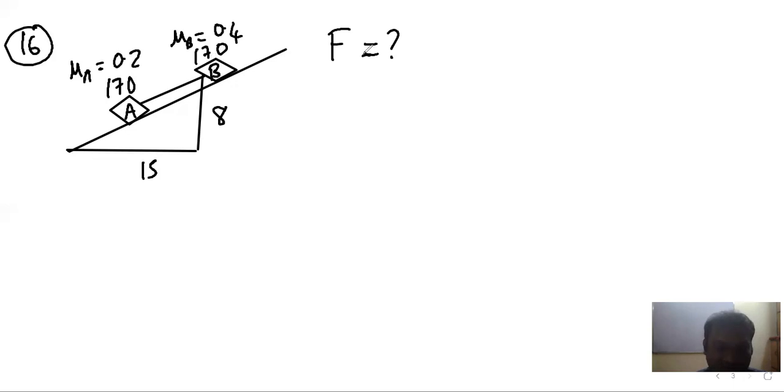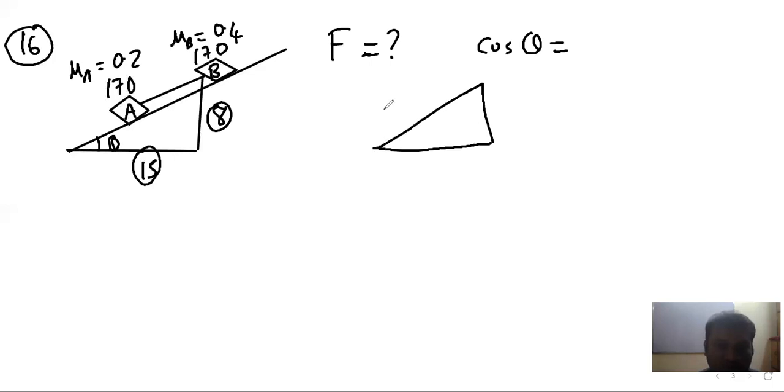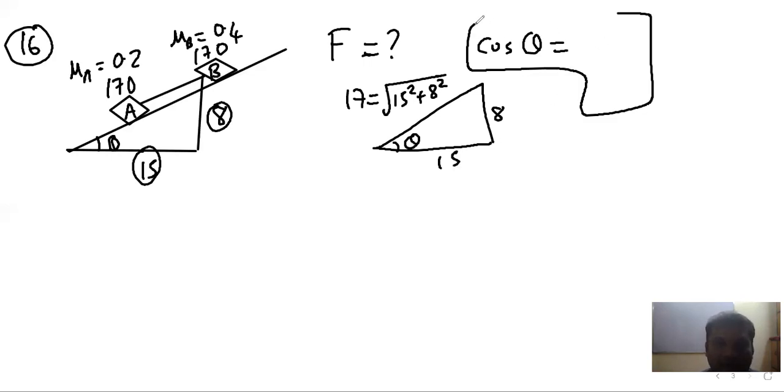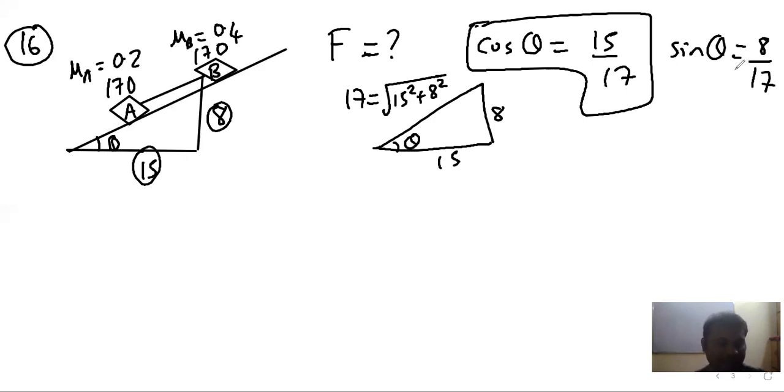So let us find the tension force. Let us see how to solve this. If I call this angle theta, then we can find cos theta by the triangle. If this is 15, this is 8, then the third side has to be root of 15 square plus 8 square, 225 plus 64, which is 17. So this is theta, this is 8, this is 15. So cos theta in this triangle is adjacent upon hypotenuse, 15 upon 17. Sin theta is opposite upon hypotenuse, which is 8 by 17.